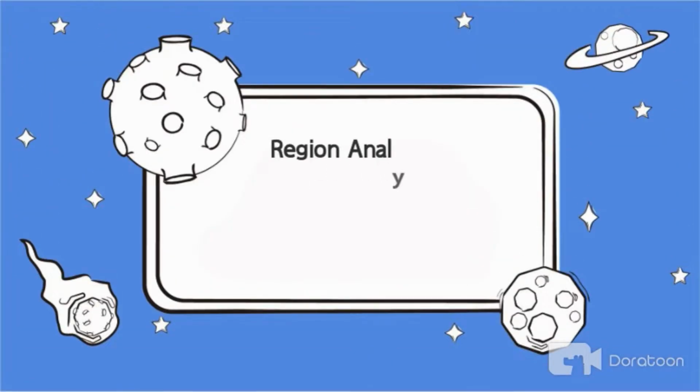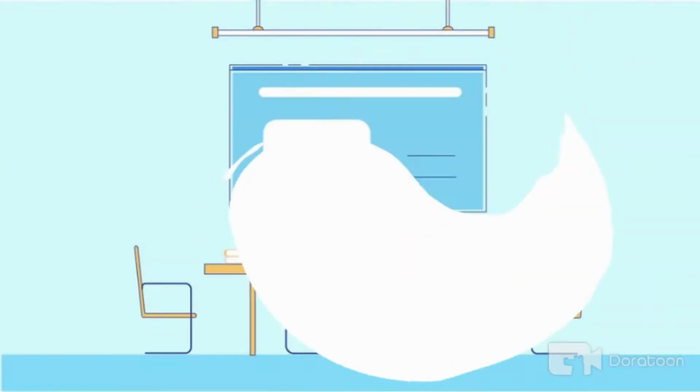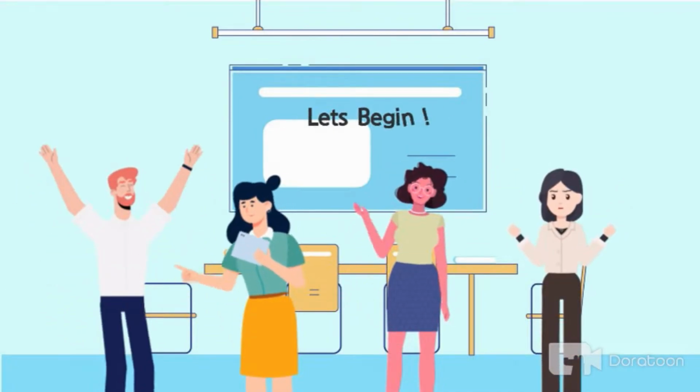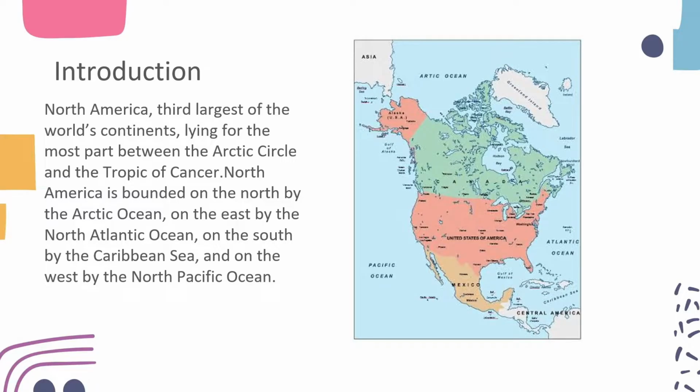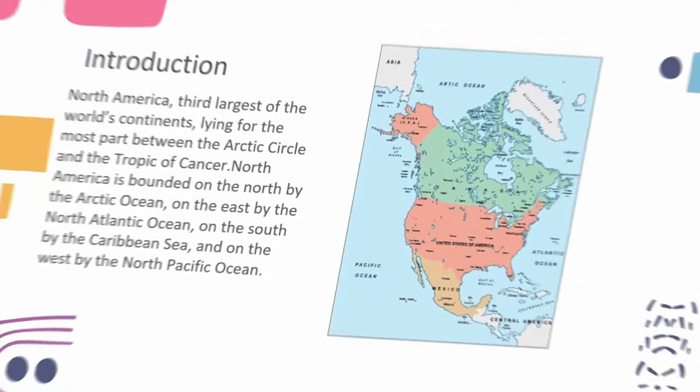And today, we will show and explain about the regional analysis report in North America. So, let's begin. Introduction. Now, as you can see on the screen, there is the map of North America. North America is the third largest of the world's continents, lying for the most part between the Arctic Circle and the Tropic of Cancer. North America is bounded on the north by the Arctic Ocean, on the east by the North Atlantic Ocean, on the south by the Caribbean Sea, and on the west by the North Pacific Ocean.